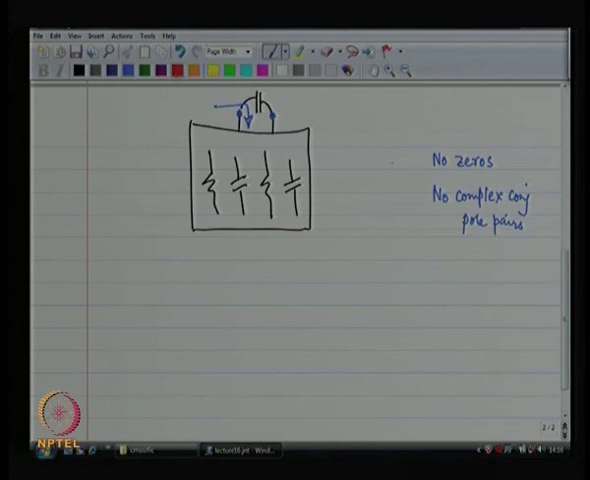Now, what the method of short circuit time constants addresses is the fact that open circuit time constants do not address any zeros. So, the method of short circuit time constants addresses just this. It helps you figure out what the zeros of the circuit are.